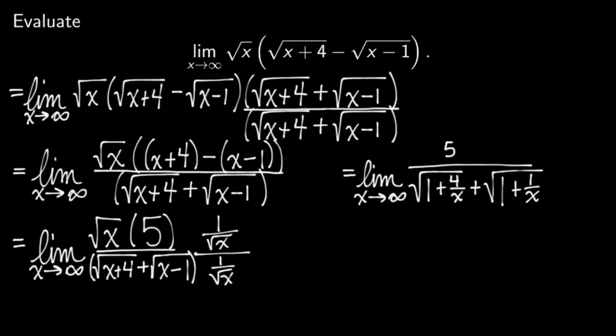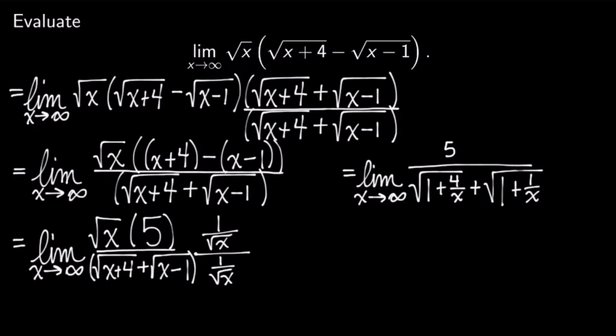The 1 over radical x distributes over these two terms, and I even went further and multiplied the x plus 4 times 1 over x, like I actually combined those two radicals by multiplying. So the x plus 4 turns into 1 plus 4 over x, and that x minus 1 turns into 1 plus 1 over x. And now victory is mine, right?